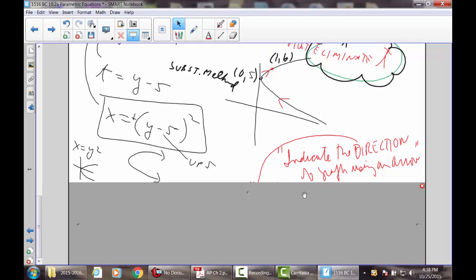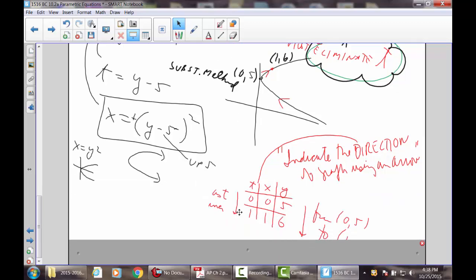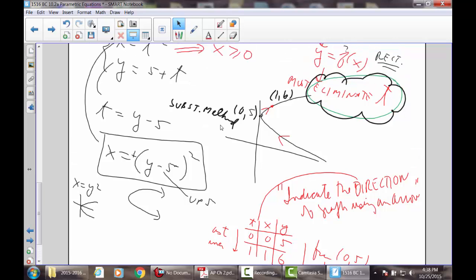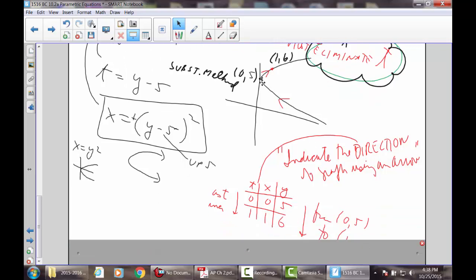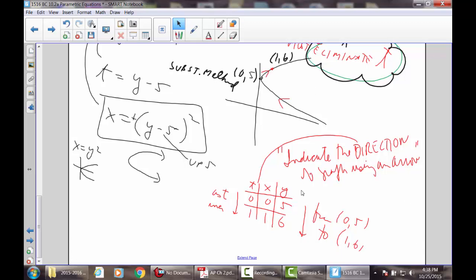The direction, it'll ask you to indicate the direction. Again, all you really need is 2 points. As t goes from 0 to t equals 1, you're going from the point 0.5 to the point 1.6. As you can tell from right here, you'll be able to figure that out. And therefore, it's going from this point to that point, so it's traveling in this direction, kind of a clockwise direction.